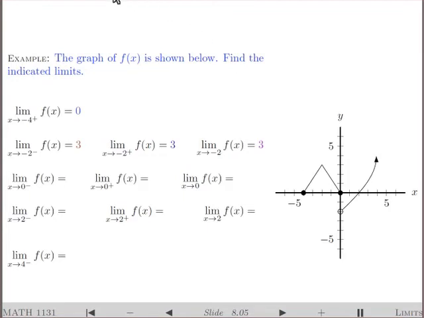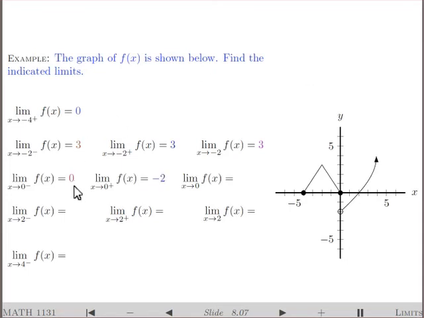Next, we are going to look at the limit at 0. From the left, the points on the graph go along the graph towards the origin. So the points are approaching the origin, the y-coordinates are approaching 0. But from the right, the graph goes like this, which means the points are approaching this point, the y-coordinate is -2, so the limit from the right is -2.